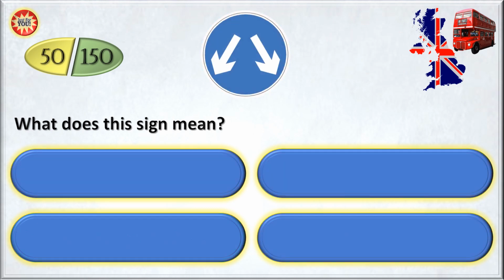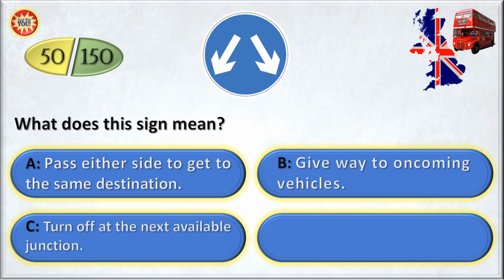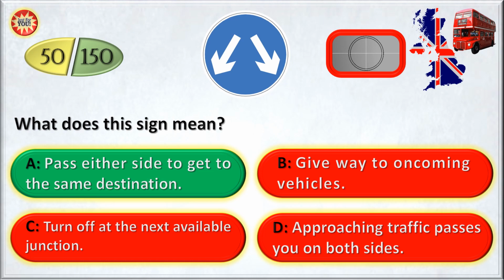What does this sign mean? Pass either side to get to the same destination. Give way to oncoming vehicles. Turn off at the next available junction. Approaching traffic passes you on both sides. Pass either side to get to the same destination.